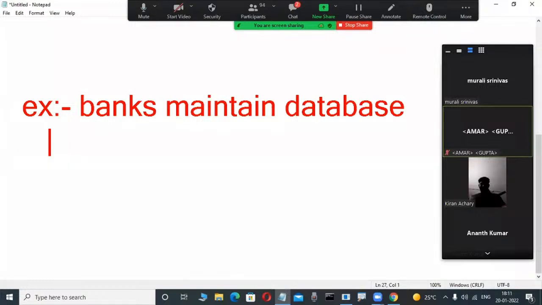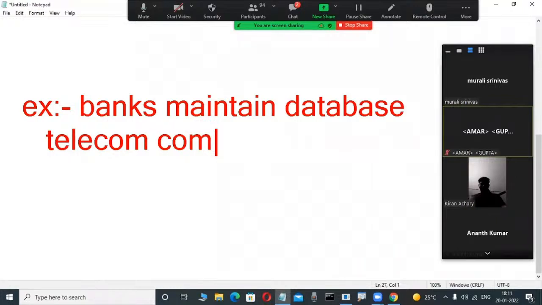Suppose telecom companies. Yes, so many examples are there, I'm just telling roughly for easy understanding. Telecom companies maintain databases. Suppose you make a call to your friend or anything. Where will those call details be stored? In a database.